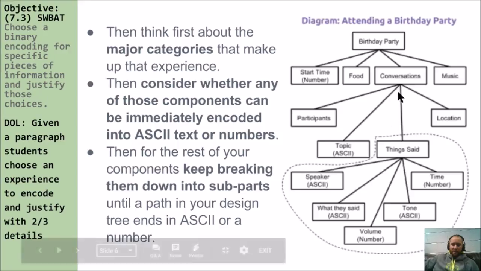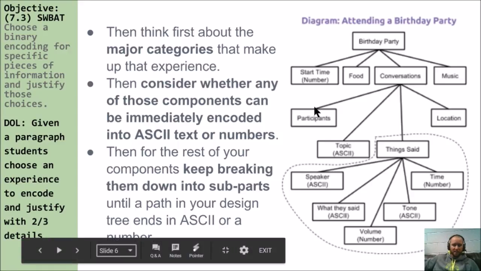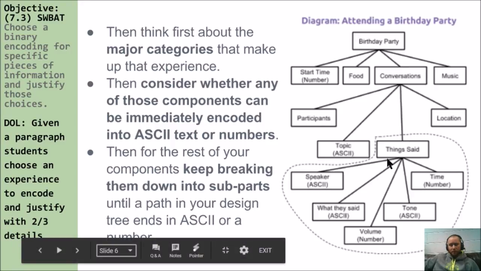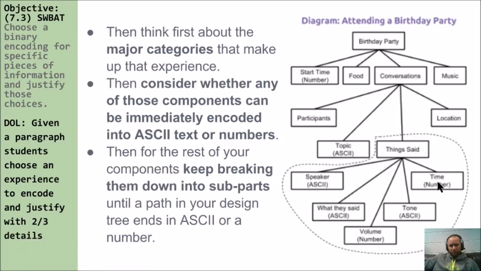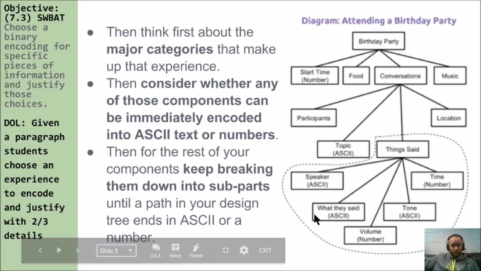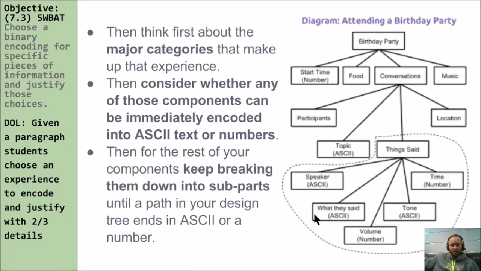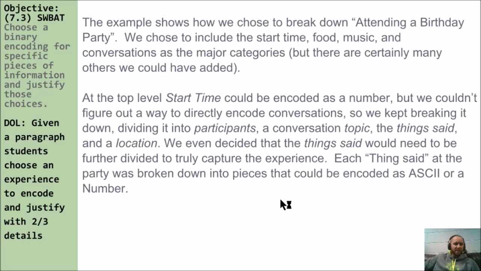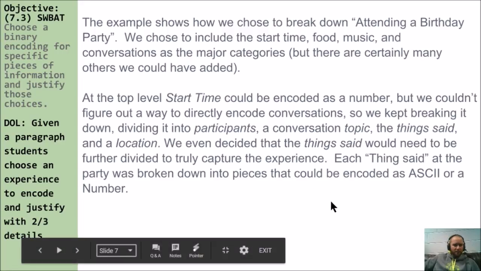So if we follow this path here, conversations can be broken down into participants, the topic, things that people said, and the location that these conversations are occurring in. The person creating this diagram chose to go further into the things said with the time, which is a number, a tone, which is something we can assign a number to, the volume, which can be assigned a number, and what they're saying. Going back to ASCII, we can take what they're saying and break it down into ASCII, and then the name of the speaker, thus another ASCII number. So the example shows how we chose to break down attending a birthday party. We chose to include the start time, food, music, and conversations as the major categories, but there are certainly many others we could have added.